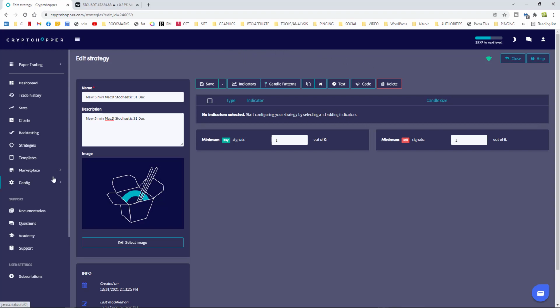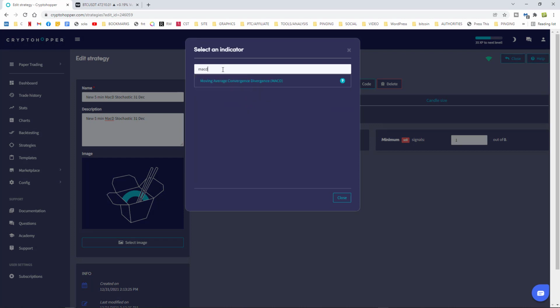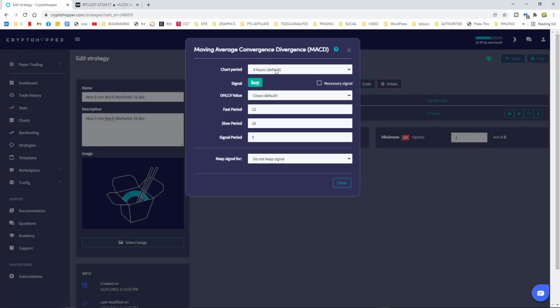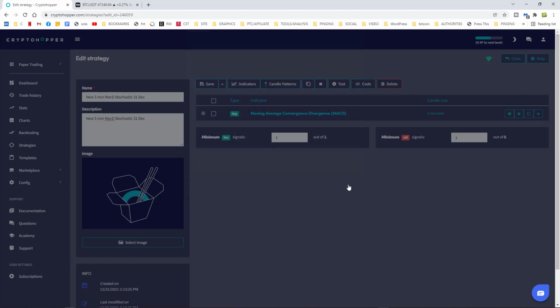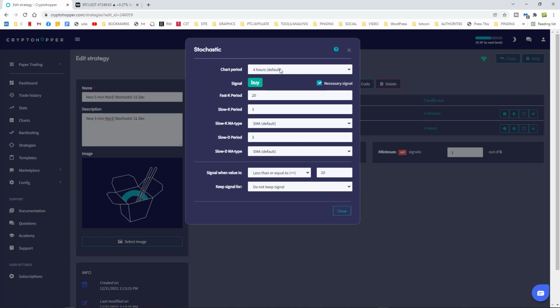Okay, so now back to, so you're doing it like this, and you're going to go to indicators and type in here MACD, bring that up, and change that to 5 minutes. You can click on necessary signal, and then we're going to tweak these to how I've got them on the other one. Same thing goes for stochastic. Then we're going to change that to 5 minutes and do everything on here the same as what I've set it up at.